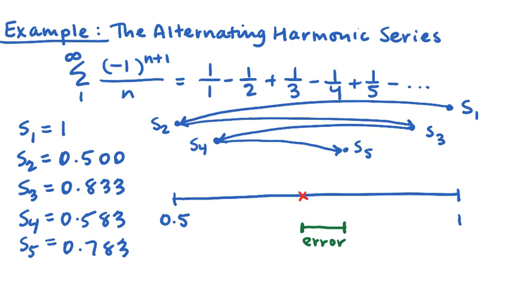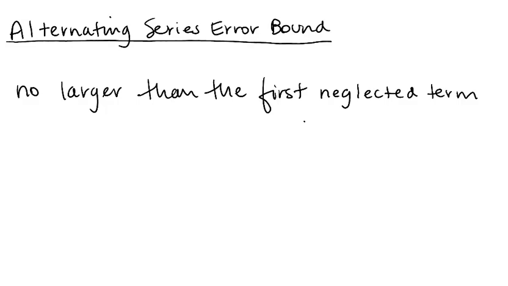And what would serve as a decent error bound for S5 would be that 6th term that I added in, right? When I add that in, this distance is certainly bigger than the error. Always. That next term. And so that's what we're going to say: that the error, when we approximate the value of a convergent alternating series with a certain number of terms, is no larger than the first neglected term.